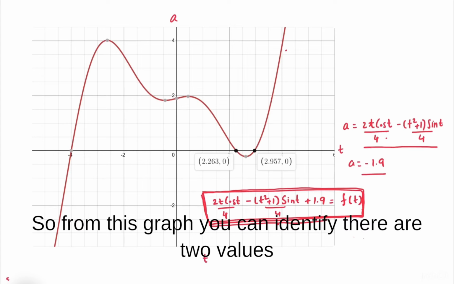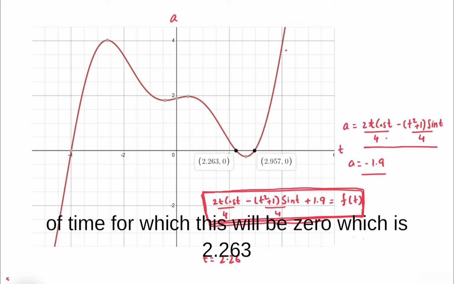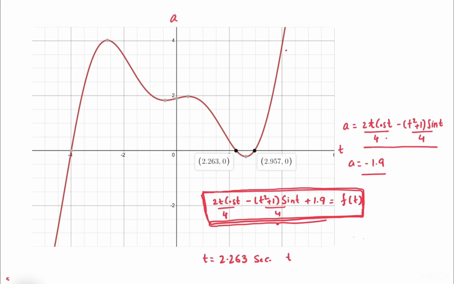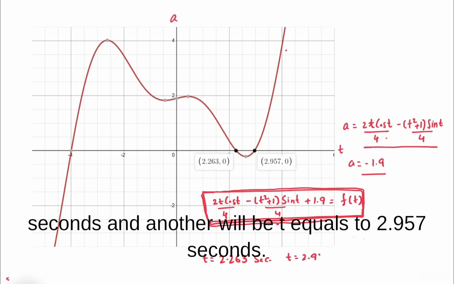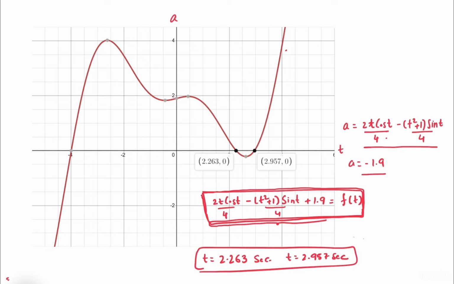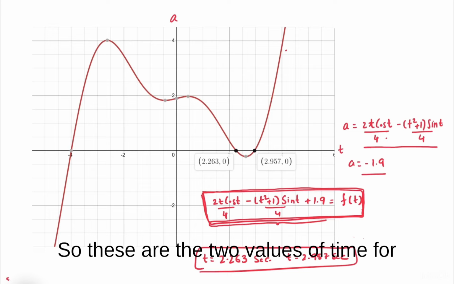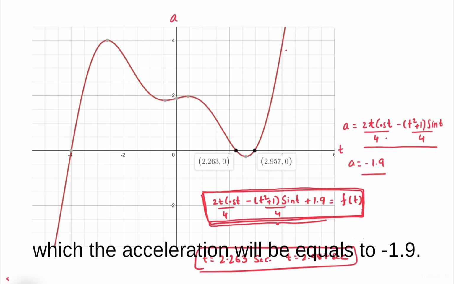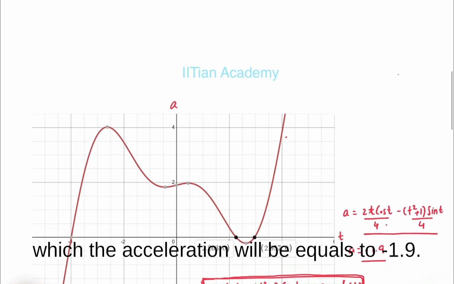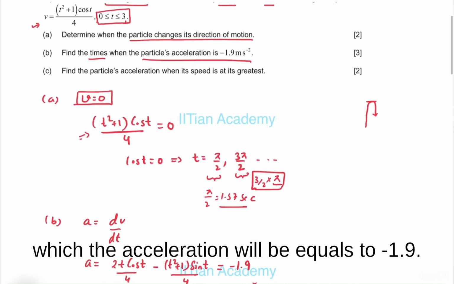So from this graph you can identify there are two values of time for which this will be 0, which is 2.263 seconds, and another will be t equals 2.957 seconds. So these are the two values of time for which the acceleration will be equal to minus 1.9.